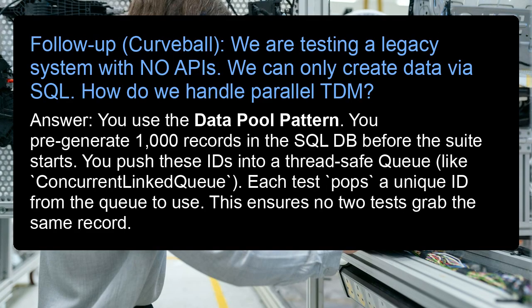Follow-up curveball. We are testing a legacy system with no APIs. We can only create data via SQL. How do we handle parallel TDM? Answer: you use the data pool pattern. You pre-generate 1,000 records in the SQL DB before the suite starts. You push these IDs into a thread-safe queue, like ConcurrentLinkedQueue. Each test pops a unique ID from the queue to use. This ensures no two tests grab the same record.